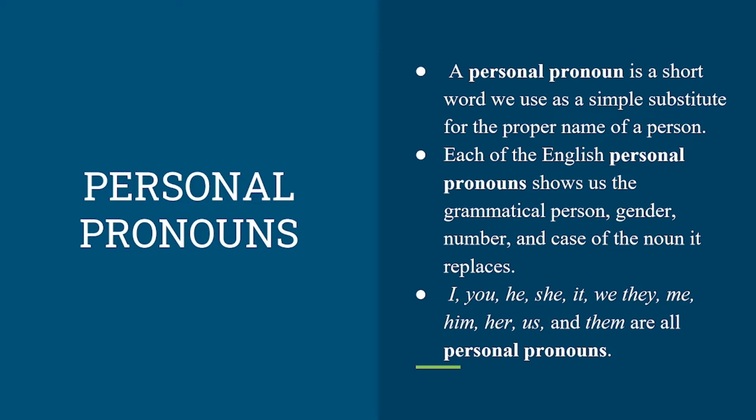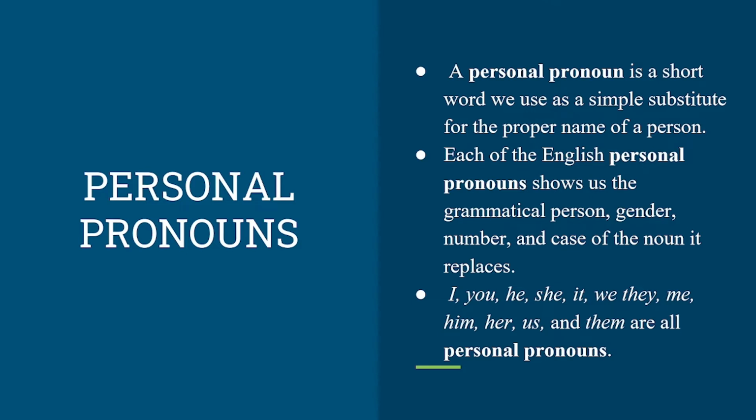A personal pronoun is a short word we use as a simple substitute for the name of a person. Basically, these pronouns are used in place of the name of a person. They are specific, as in they help us to know the gender, the number, and the case of the noun. Okay? So some examples are he, she, it, they.